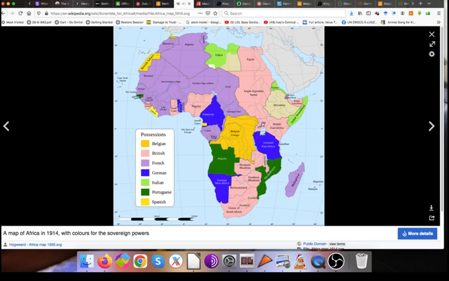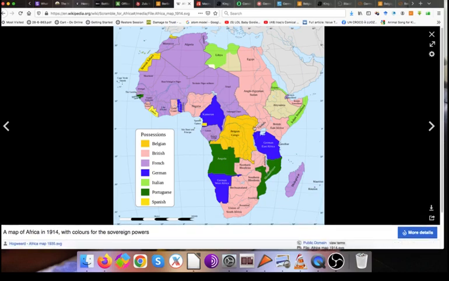Then you had Uganda, and then across here they had King Leopold II and the Congo Free State until 1908, when it was taken over by the Belgian state after an outcry in Europe over the abuses that were inflicted on the Congolese by King Leopold.